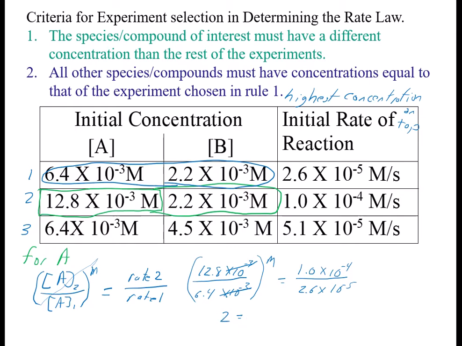The 1.0 times 10 to the minus 4th divided by 2.6 gives me 3.84. But we're going to say that's actually 4. We're going to round it to a whole number. I forgot the m. So what power do I have to raise 2 to equal 4? So m is equal to 2. That's the power of the concentration of A.